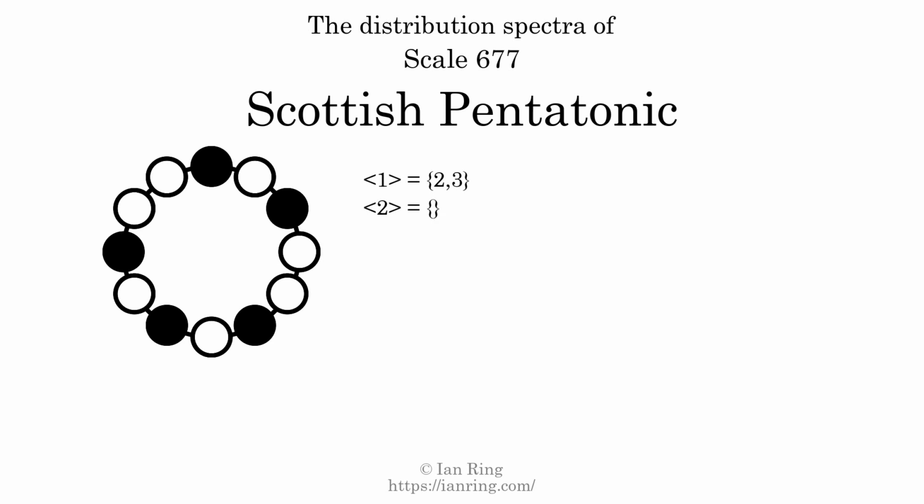The generic interval of 2 scale steps comes in 2 different specific interval sizes: 4 semitones and 5 semitones. The spectrum width of this generic interval is 1. The generic interval of 3 scale steps comes in 2 different specific interval sizes: 7 semitones and 8 semitones. The spectrum width of this generic interval is 1. And finally, the generic interval of 4 scale steps comes in 2 different specific interval sizes: 9 semitones and 10 semitones. The spectrum width of this generic interval is 1.